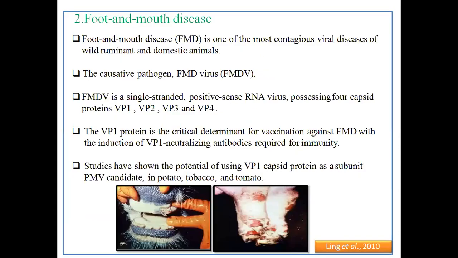And next one, foot and mouth disease in cattle. The causative pathogen is the FMD virus. This FMD virus is a single-stranded positive-sense RNA virus having 4 capsid proteins, VP1, VP2, VP3 and VP4. The VP1 capsid protein is a critical determinant for vaccination against this foot and mouth disease. And the studies have shown the potential of using VP1 capsid protein as a subunit PMV candidate in potato, tobacco and tomatoes.